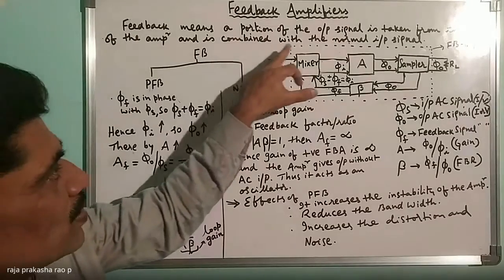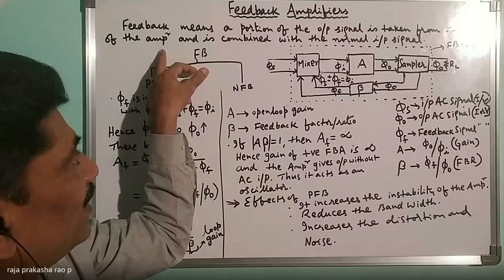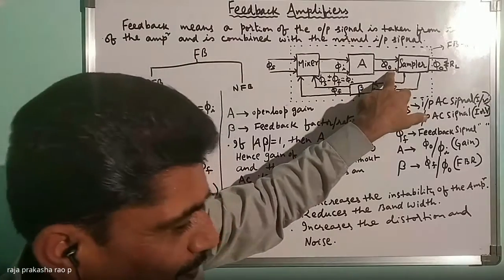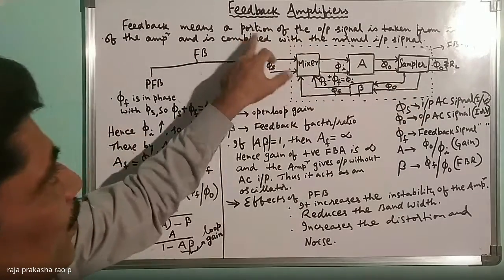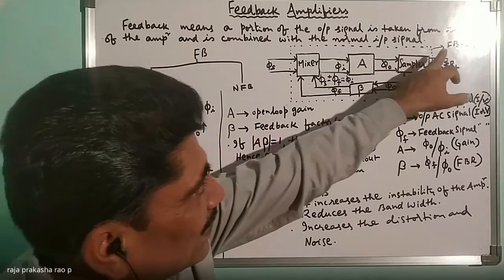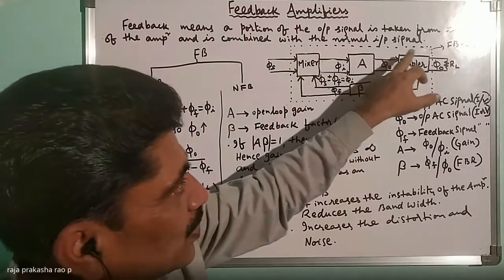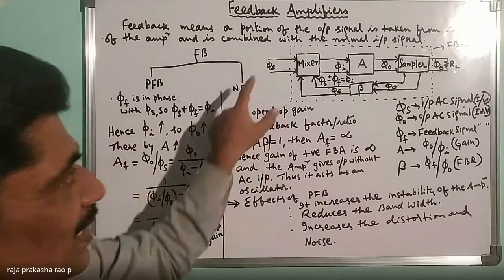Feedback means a portion of the output signal is taken from the output of the amplifier. Here output of the amplifier is phi 0. So a portion of the output signal is taken from the output of the amplifier and is combined with the normal input signal. Here what is the normal input signal?